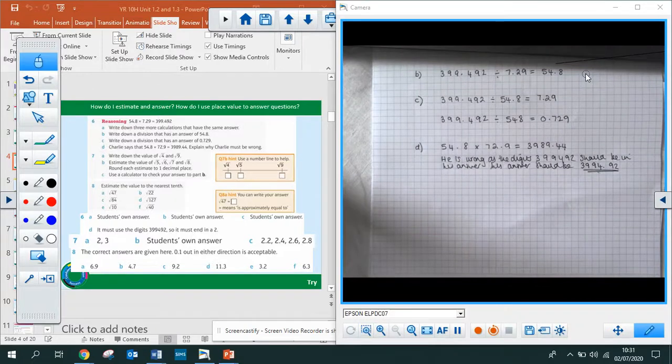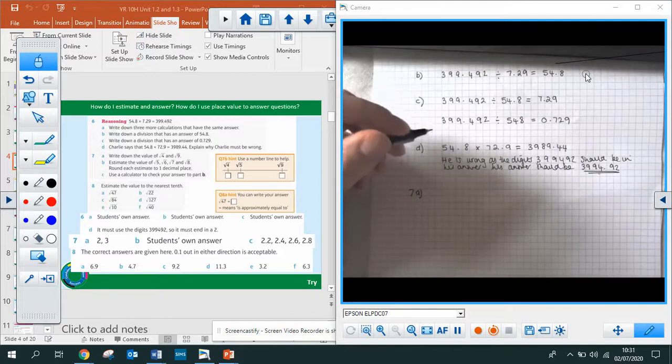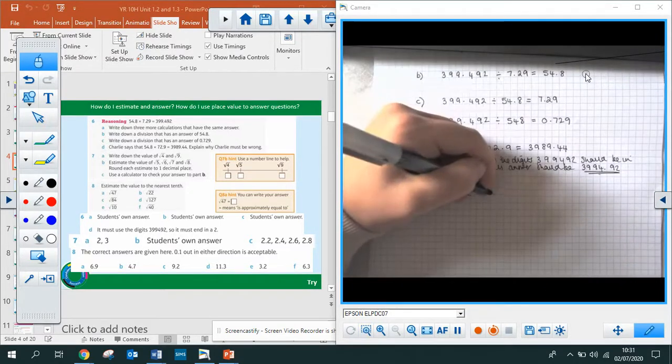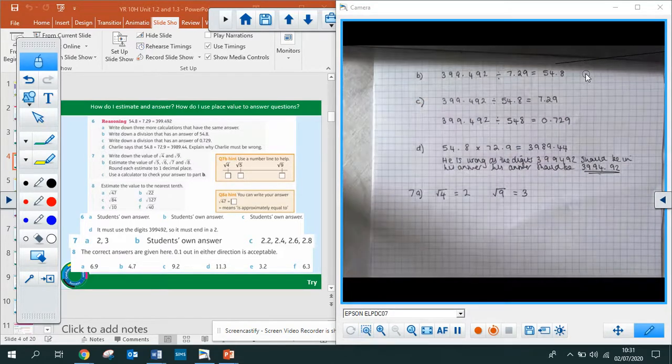Okay then, so let's go on to question 7. 7a wants you to write down the value of the square root of 4, which you should all know is 2, and the square root of 9, which you should all know is 3. Okay? That was the first thing you had to do.